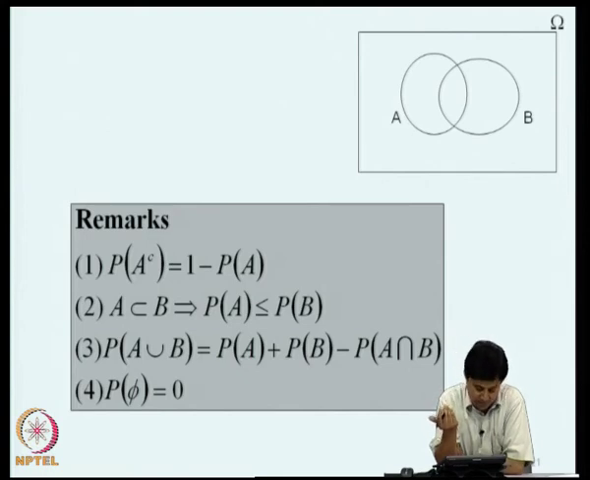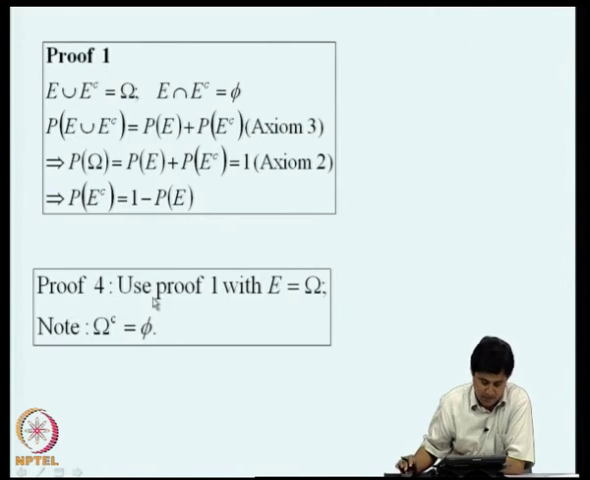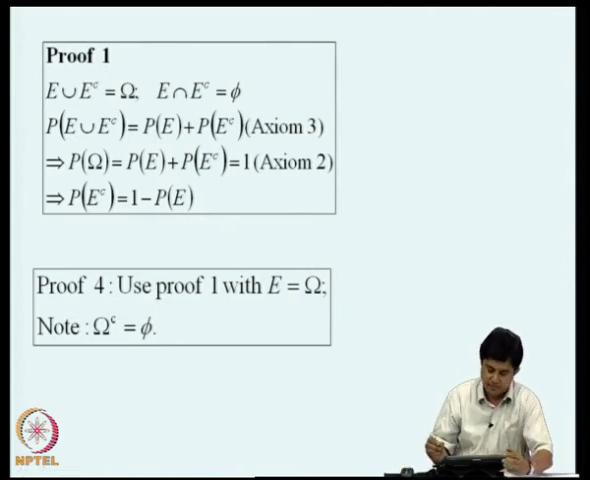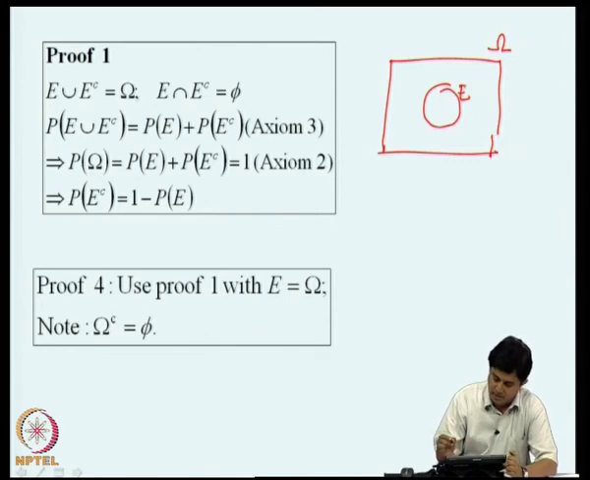We will start with some corollaries. Probability of A complement is 1 minus probability of A. We will see this and then return to the other one. How do you show that? For example, suppose this is the sample space and this is a subset E. What I need to show is probability of E complement is 1 minus probability of E. So, how do I do that?